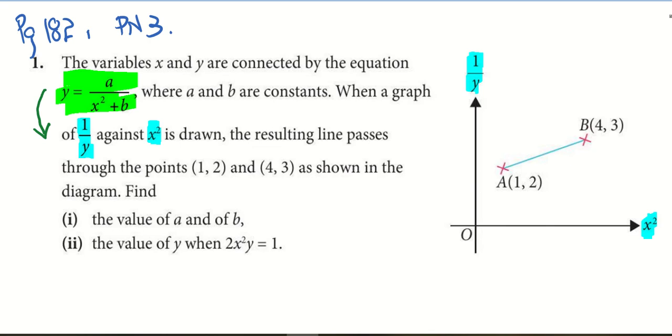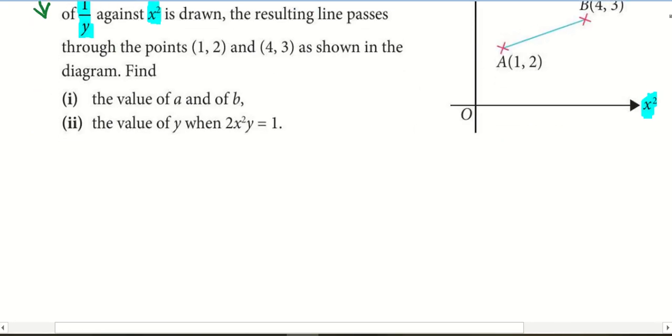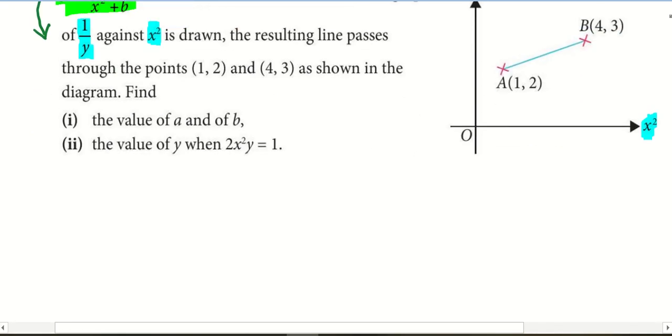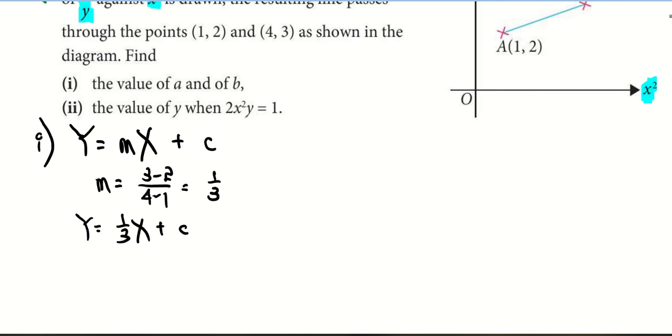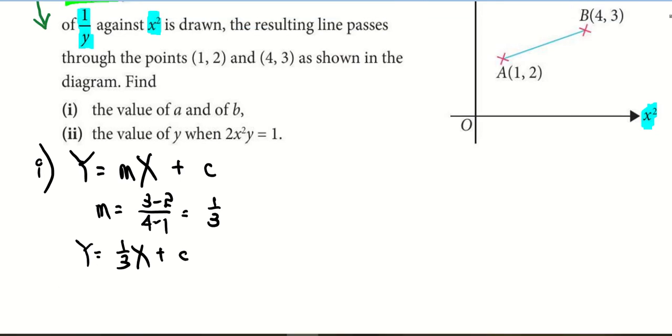But let me tell you, let's follow the 3 steps that you see on the whiteboard. Y equals mx plus c. Step number 1. What is step number 1? Find the gradient. Just like your E-math, we will find the gradient using the coordinates of A and B respectively. Then we put it inside. Step number 1 is find gradient.